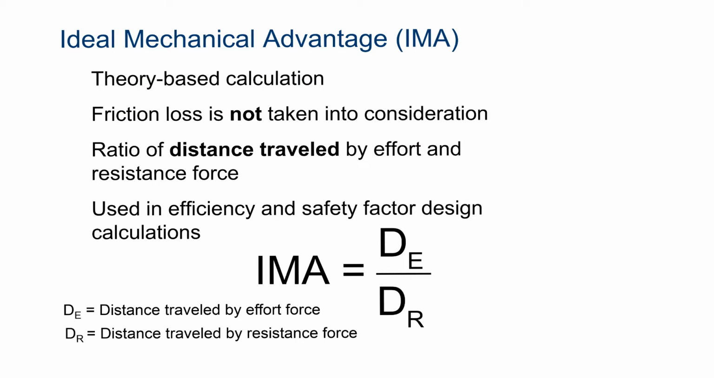So ideal mechanical advantage is a theory-based calculation, so it's going to have some impact on the real world, but it's not going to be perfect for the real world. We're not taking friction into account in these, and that's usually going to be a pretty big loss for a lot of simple machines. So the ideal mechanical advantage is equal to the distance traveled by the effort force divided by the distance traveled by the resistance force. So like on the ramp, let me draw the ramp here. The distance of the effort force would be this side. The distance of the resistance force would be this side.